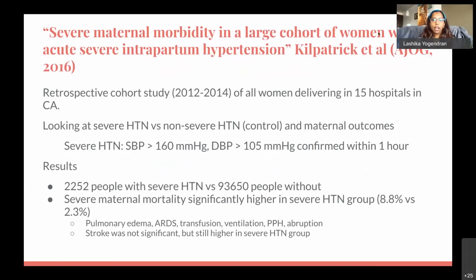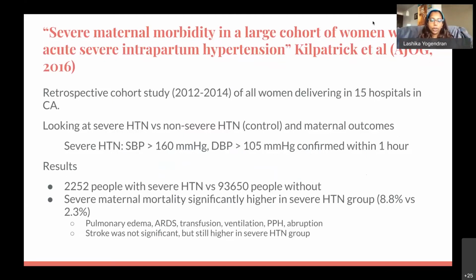And then the third one that I wanted to bring up was a retrospective cohort study published in AJOG, from 2012 to 2014, looking at women that delivered in 15 hospitals in California. It looked at other maternal outcomes, other than stroke, in relation to severe hypertension. They looked at severe hypertension versus non-severe hypertension, which was the control. Interestingly, they defined severe hypertension as a systolic greater than 160 or diastolic greater than 105.